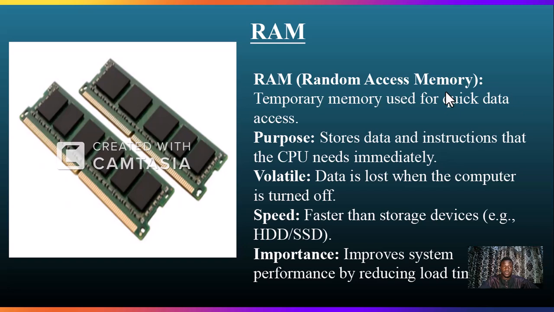Here is the RAM, and the meaning of RAM is random access memory. It is a temporary memory used for quick data access. The main purpose is to store data and instructions that the CPU needs immediately. Data is lost when the computer is turned off. It is faster than storage devices. The main importance is to improve system performance by reducing load times.